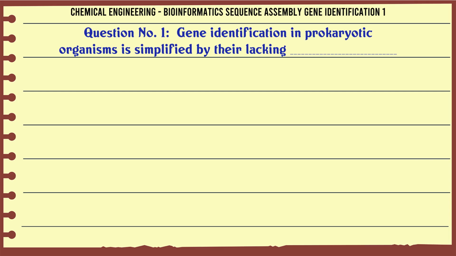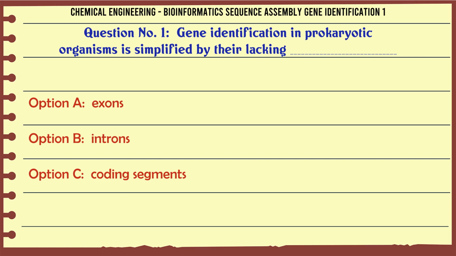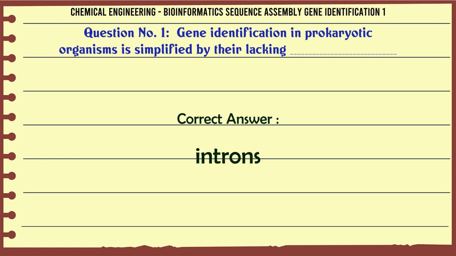Gene identification in prokaryotic organisms is simplified by their lacking A. Exons, B. Introns, C. Coding segments, D. Useful nucleotide sequences. The correct answer is introns.